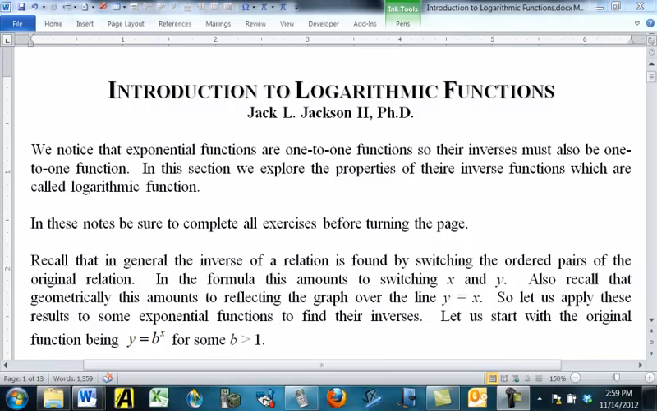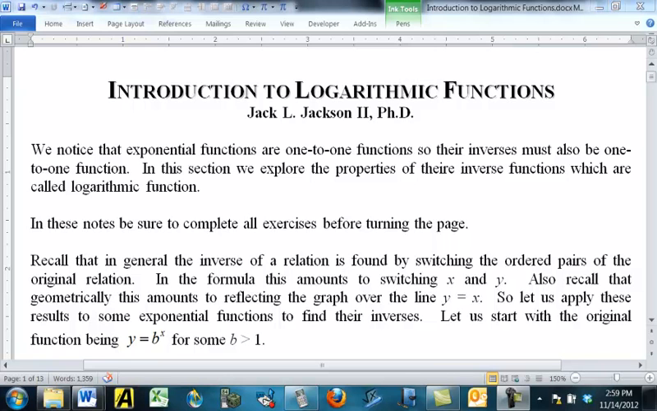Today we're going to be talking about logarithmic functions. So we're going to be introducing this concept. Logarithmic functions turn out to be the inverse of exponential functions. So they are exponential relations in a way, but they're just backwards. We remember that exponential functions are one-to-one functions, so their inverses must also be one-to-one functions.